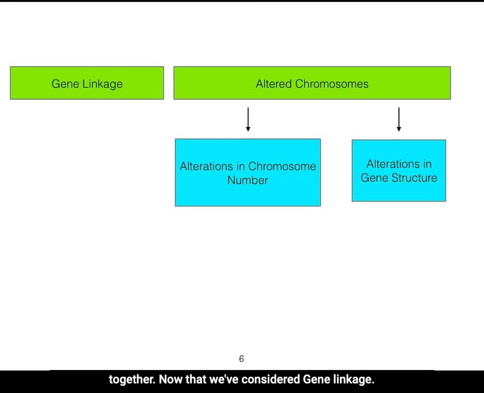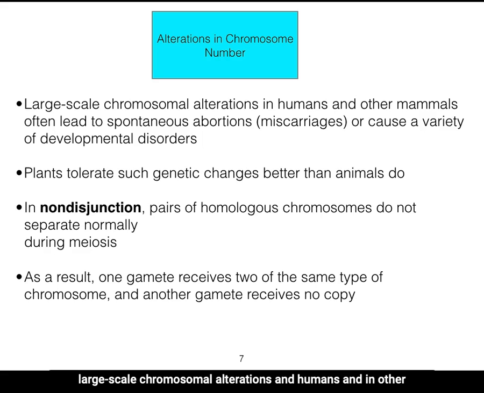Now that we've considered gene linkage, let's look at altered chromosomes. Large-scale chromosomal alterations in humans and in other mammals can often lead to spontaneous abortions known as miscarriages. Large-scale chromosomal alterations can also cause a variety of developmental disorders. Plants tolerate such genetic changes far better than animals do.